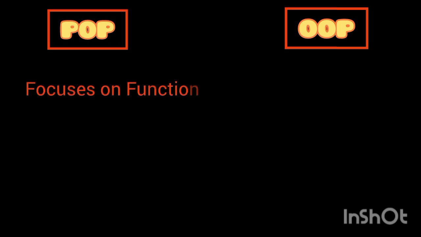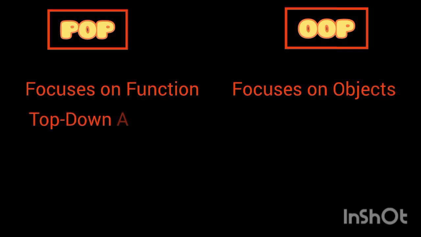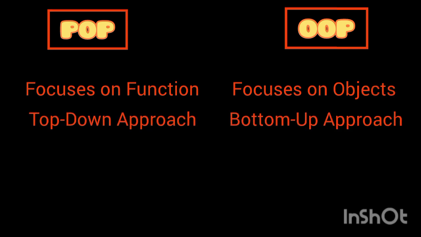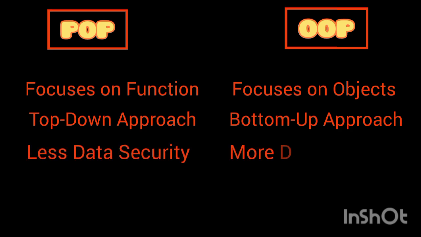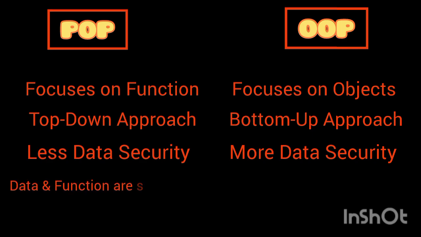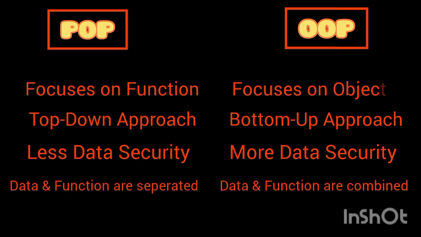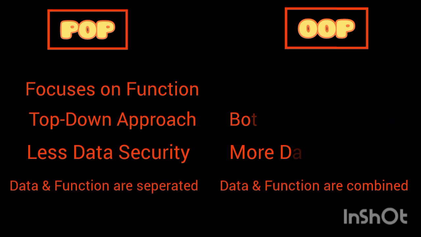Now the difference between POP and OOP. POP focuses on functions, OOP focuses on objects. POP uses a top-down approach, OOP uses a bottom-up approach. POP has less security, OOP has more security. In POP, data and functions are separate. In OOP, data and functions are combined.